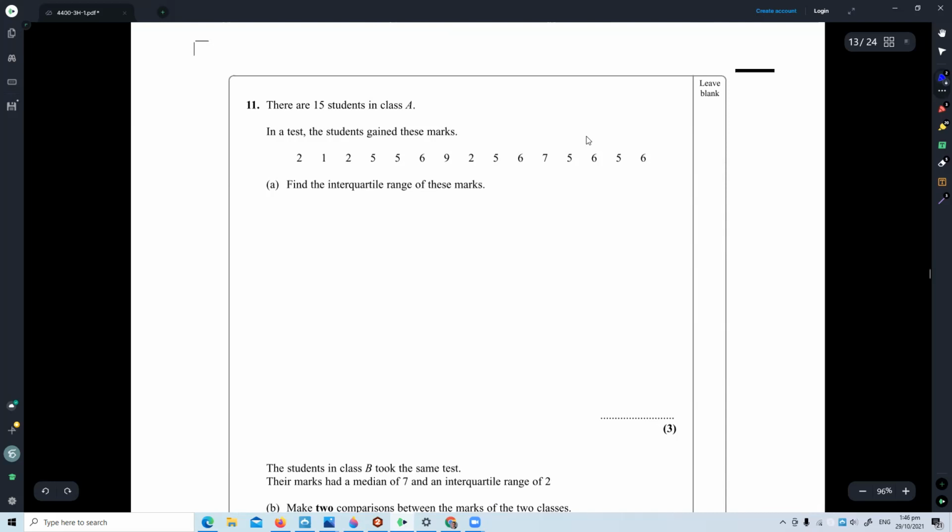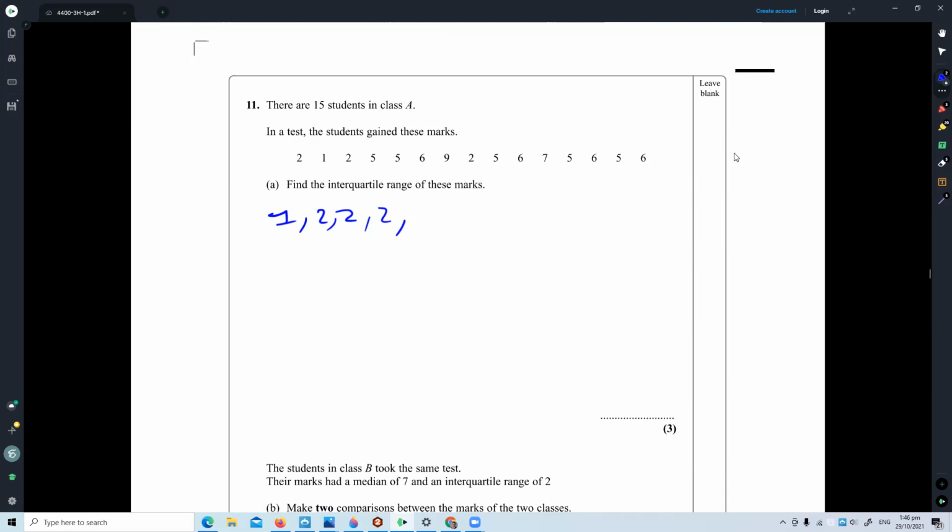There's 15 students in class A. The students gain these marks, find the interquartile range. Okay, so the first thing I notice is that I have 15 marks, but they're written in the wrong order. So my job here is to reorder them. So how many 1s do I have? I have 1. How many 2s? I have 2, 2. Do I have any other 2s? Another 2 here. Any more 2s? No, that's it. And how many 3s? Oh, I don't think I have any 3s.